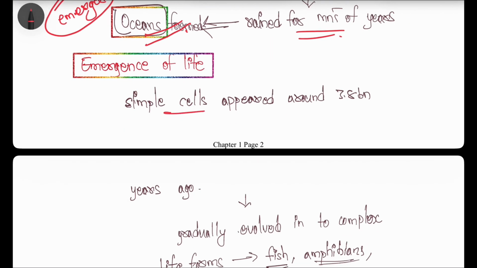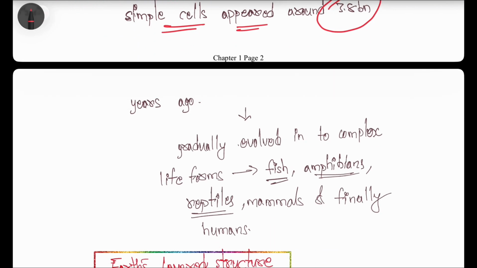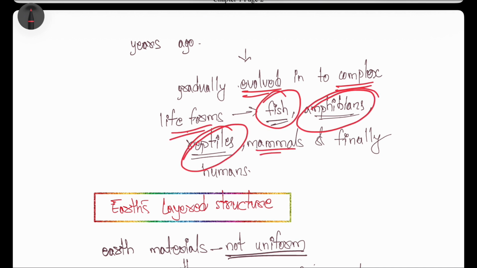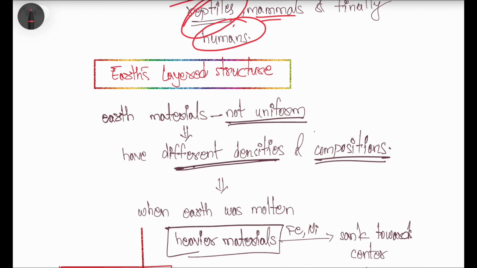Initially, simple cells appeared around 3.8 billion years ago. Gradually, these simple forms evolved into complex life forms such as fish, amphibians, reptiles, mammals and finally humans.